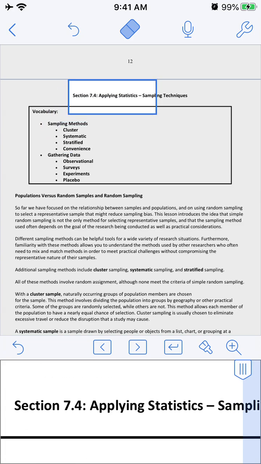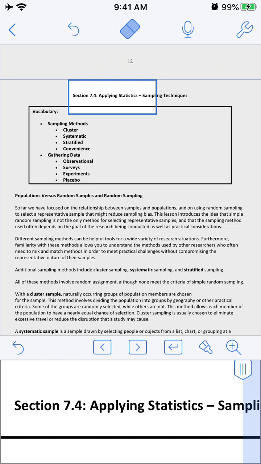We are talking about more with applying statistics, but this time we're going to step away from calculations and sample sizes and things like that. We're going to talk about how to gather data. There are specific ways to gather data, and there are ways that are better and ways that are not as good depending on what you're trying to do.